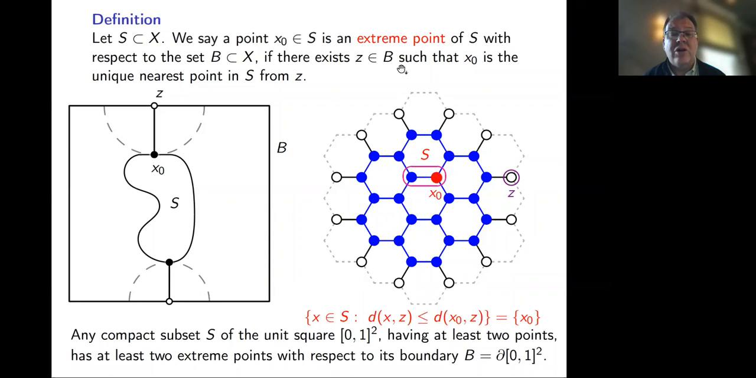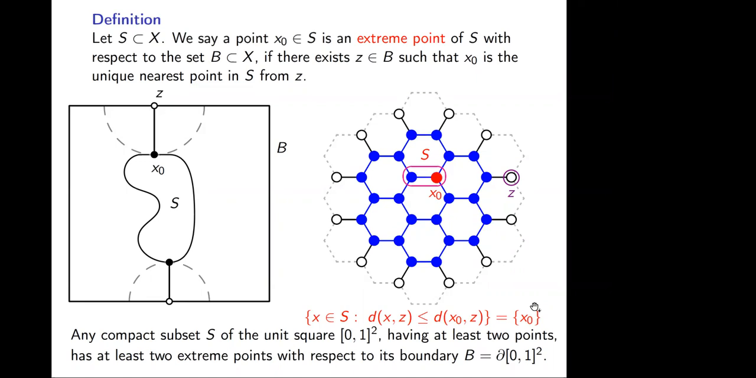So what does this mean? Here is the definition in words. We say that x0 is an extreme point of S if there exists a point z in the set B such that x0 is the unique nearest point in S from z. This just means that this condition, this red formula here, having this distance condition consists only of a single point. It should be the opposite inequality.